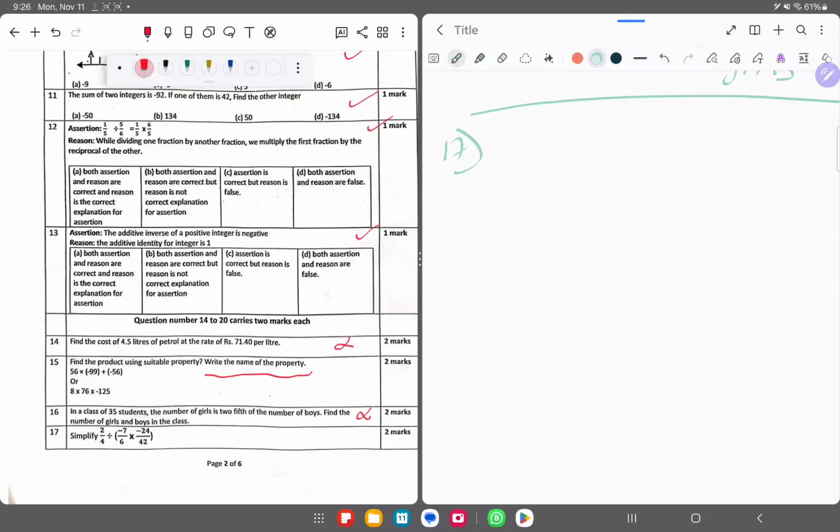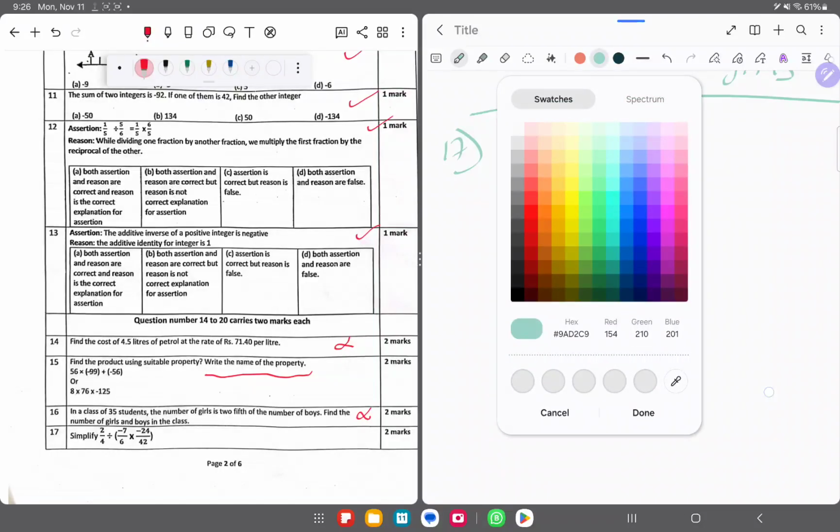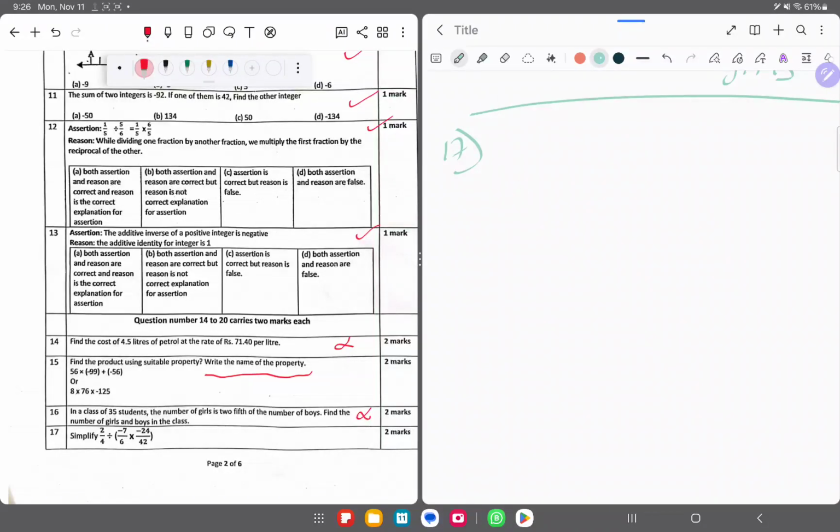Let me change colors. Don't they have enough colors here? Yay. Okay, this blue. No, where is it?